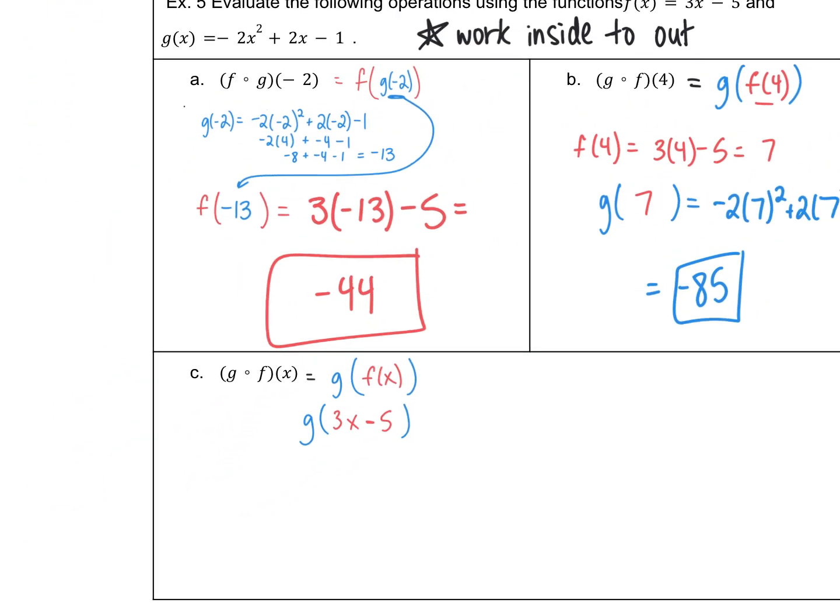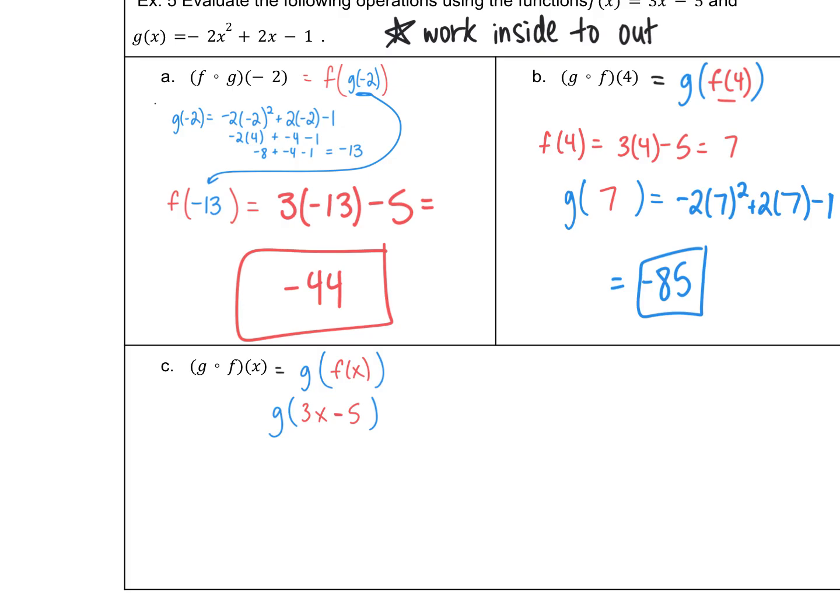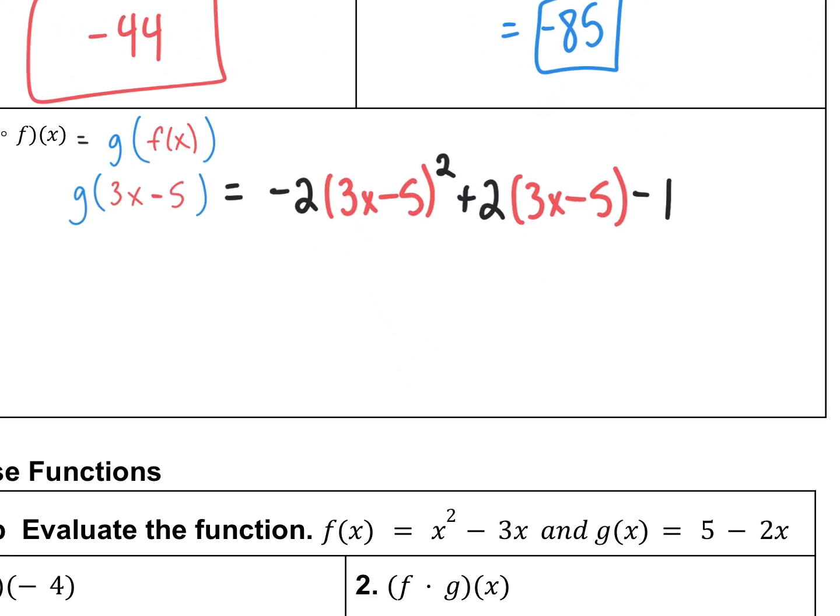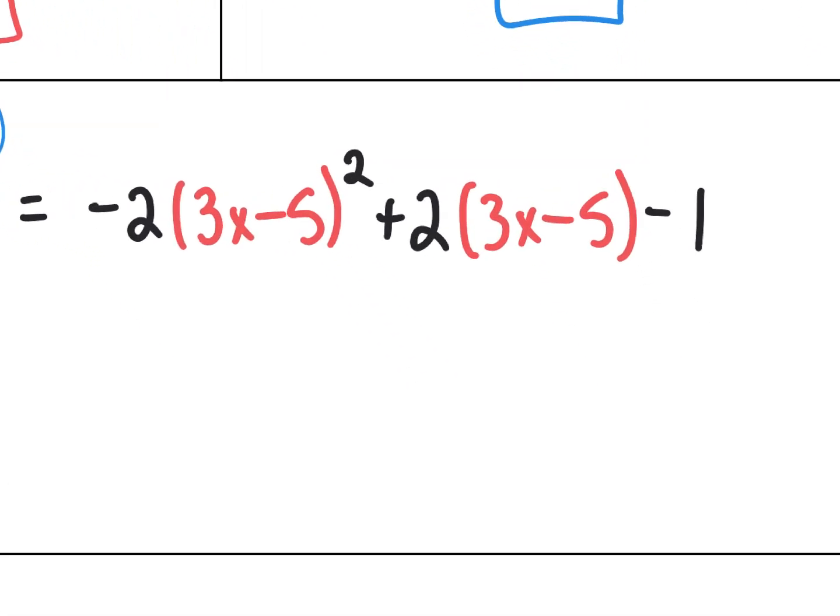Okay, here we go. We got negative 2, and then in parentheses we've got 3x minus 5, right? With what on it? Squared. Plus 2 with parentheses, 3x minus 5. And then that. This is gross.